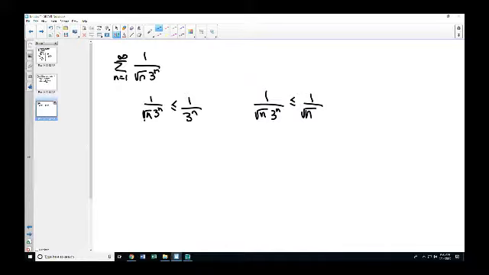Yes, it's a larger denominator, smaller number. Okay, this geometric series, does it converge or diverge? Well, it depends. What's r? Your ratio. Yeah, r is 1/3. So that geometric series converges.